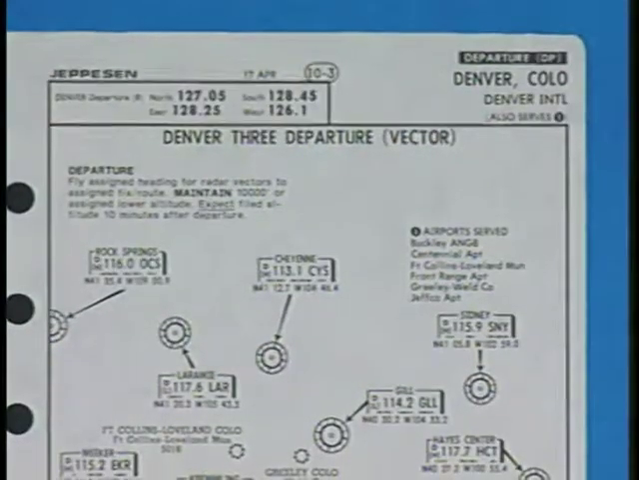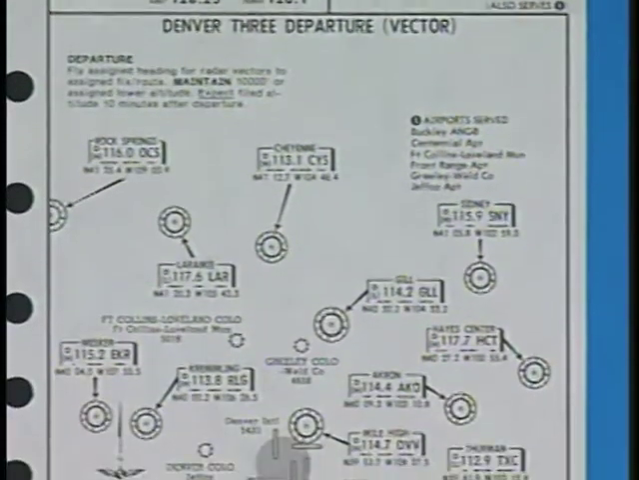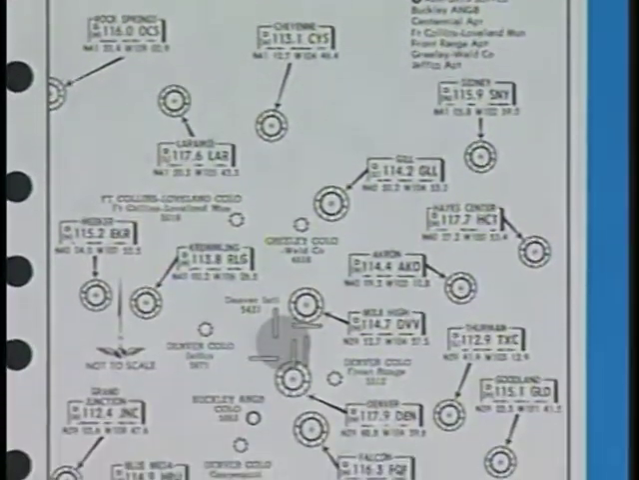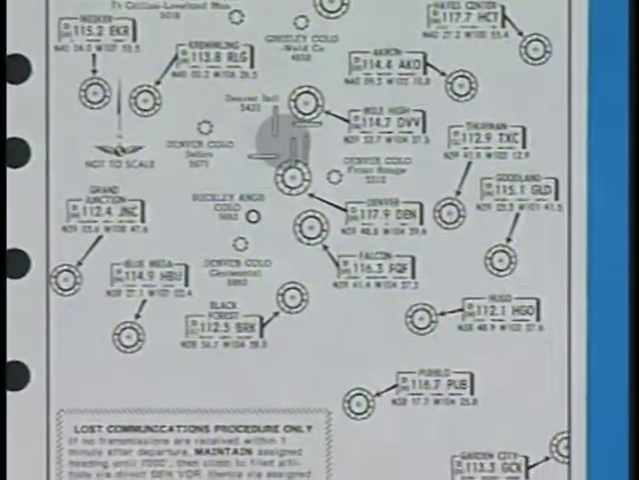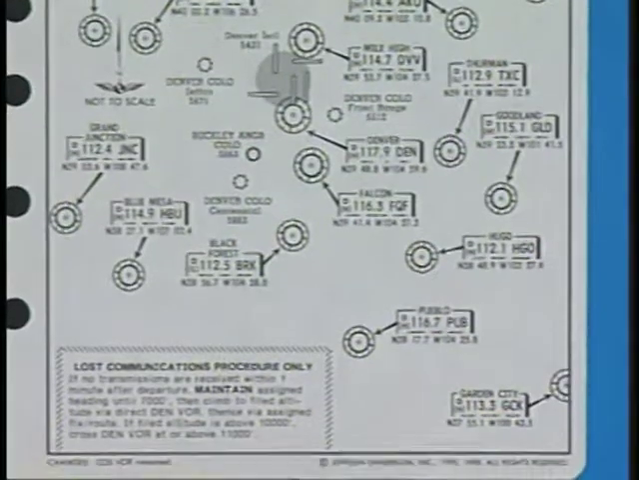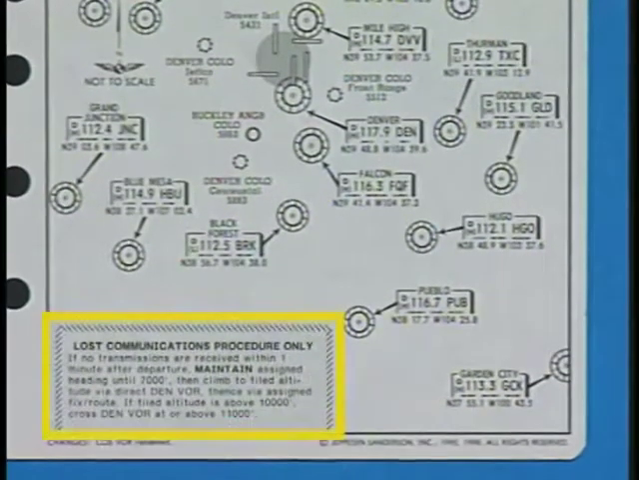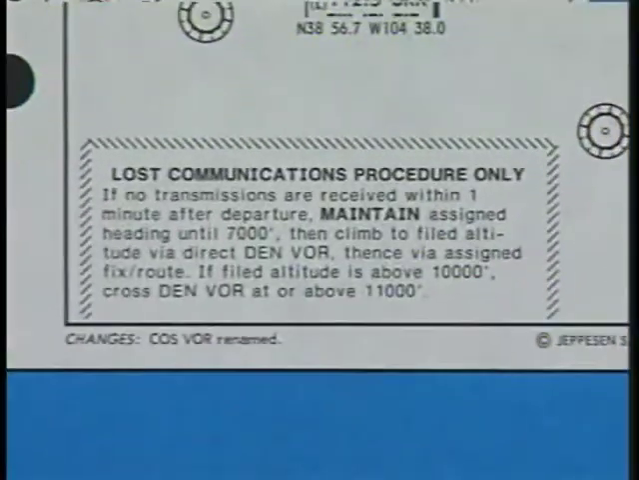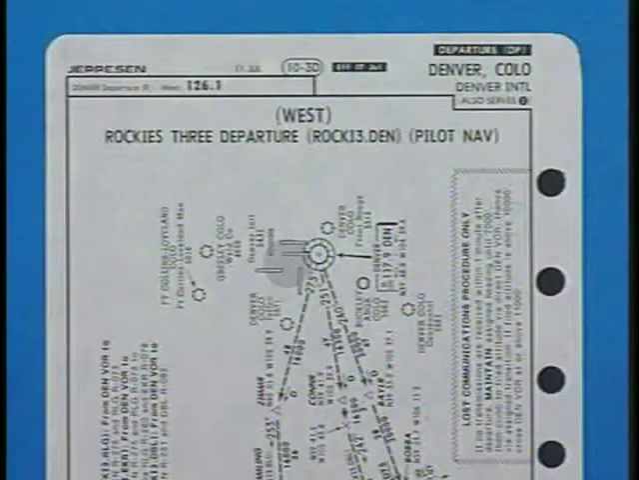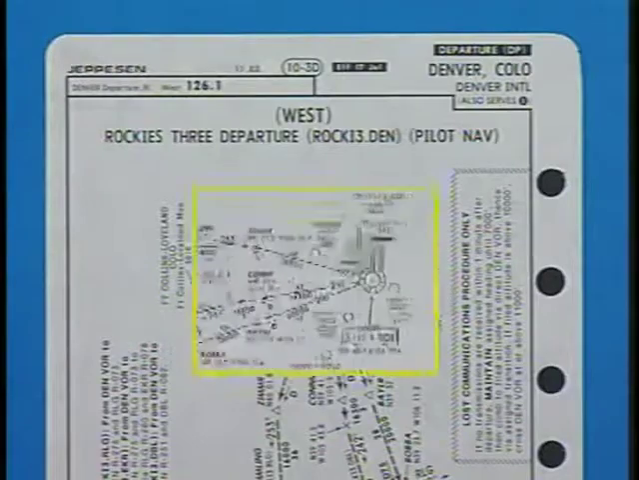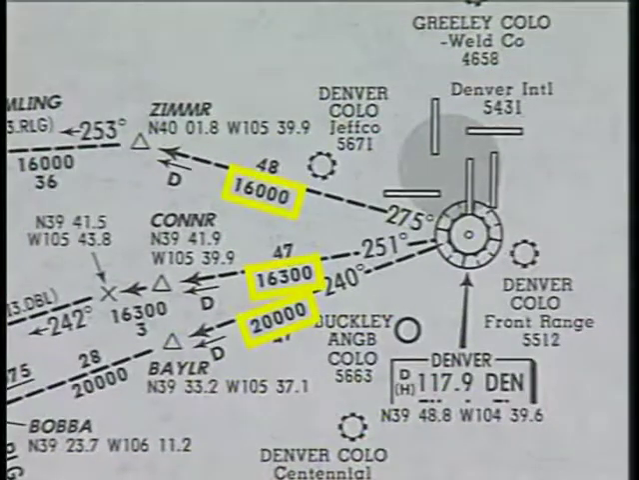Vector DPs require two-way radio communication, and the lost communications procedures detailed in the FARs apply unless lost comm procedures are published for the departure. In the case of the Denver 3 departure, if communication is lost, you must comply with the procedure titled Lost Communications Procedure Only. Let's take a brief look at the relationship between a graphic DP and a textual DP. Notice the high initial minimum en route altitudes in this graphic departure procedure.